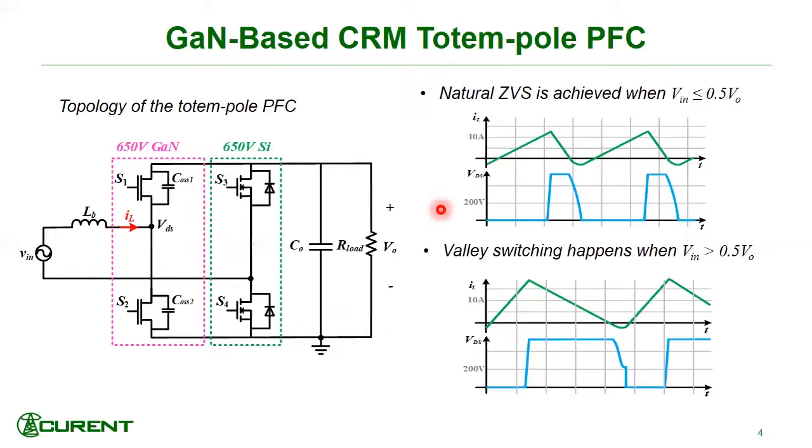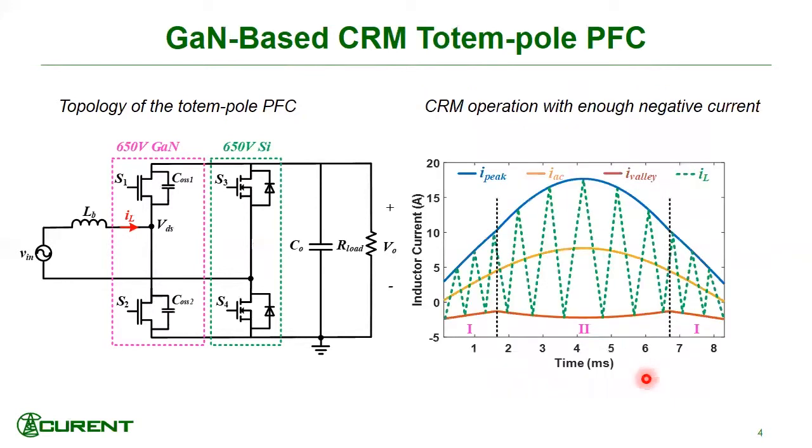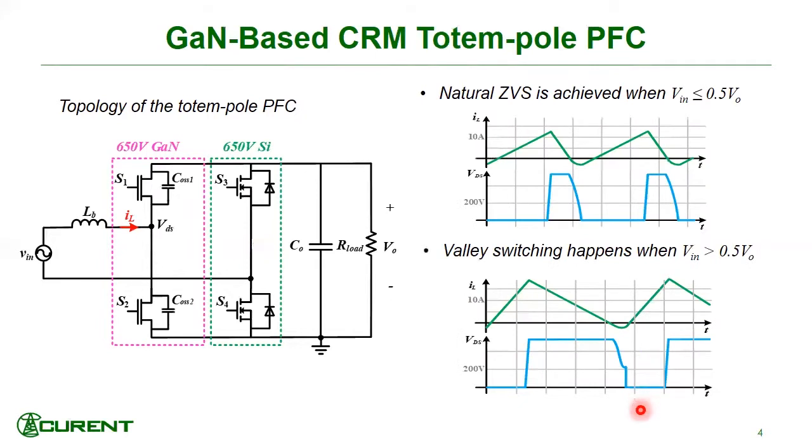Let's see it in detail. In the first region, when the input voltage is lower than half of the output voltage, the energy stored in the inductor is enough to fully discharge the output capacitance during the dead time. Hence, the drain to source voltage of the active switch can drop to zero before turning on the device again. In this way, soft switching is achieved. However, in the second region, when the input voltage is larger than half of the output voltage, the energy is not enough to fully discharge the output capacitance. So the drain to source voltage runs to a valley point, leading to a partial switching loss in the following turn-on of the active switch.